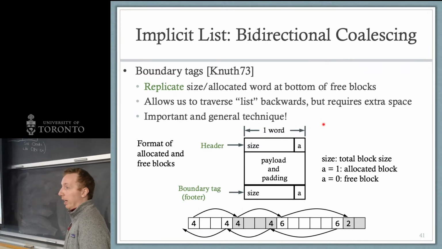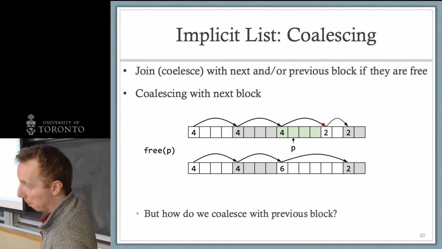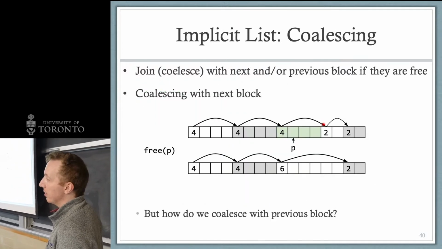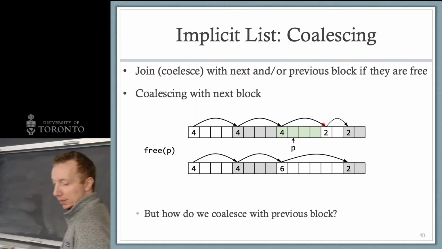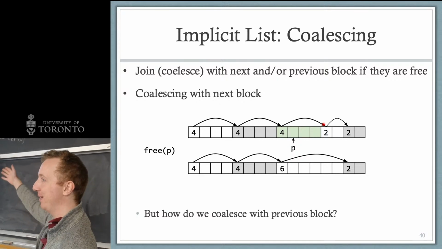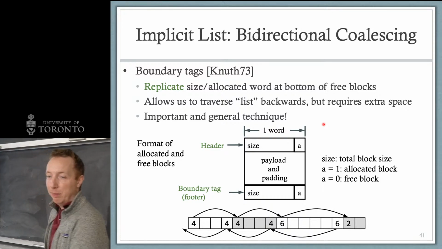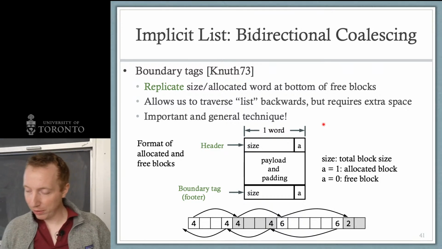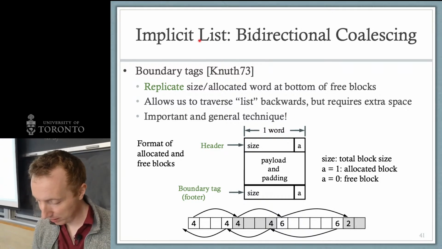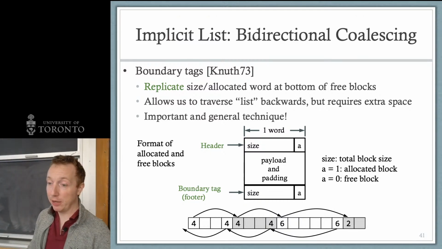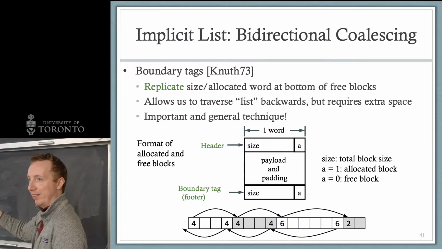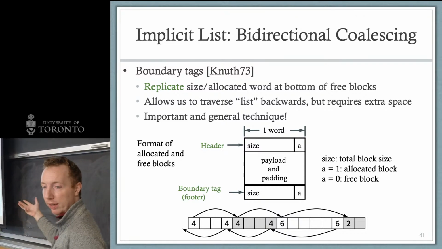So, how do we actually know if the previous block is free? Do we need a doubly linked list for that? Yeah, that's the next thing. Basically, we need a doubly linked list. They call it a bit different thing, from back in the 70s: bidirectional coalescing. The basic idea is the same. We have a doubly linked list.